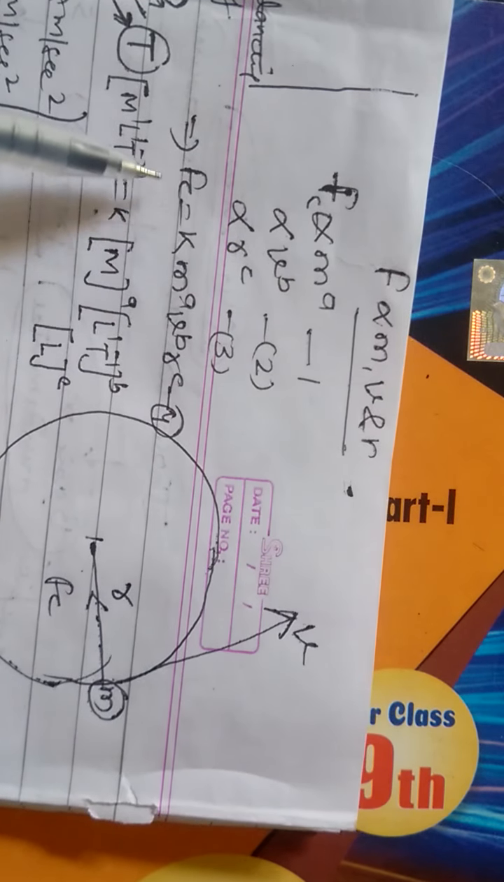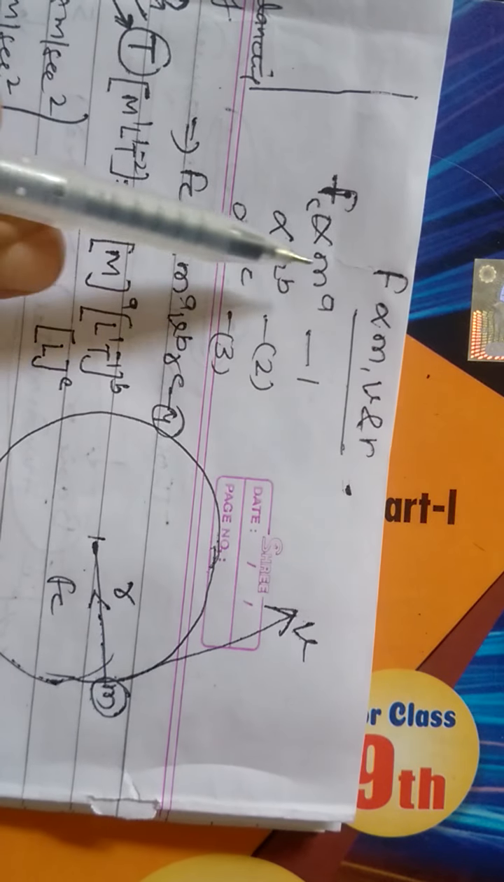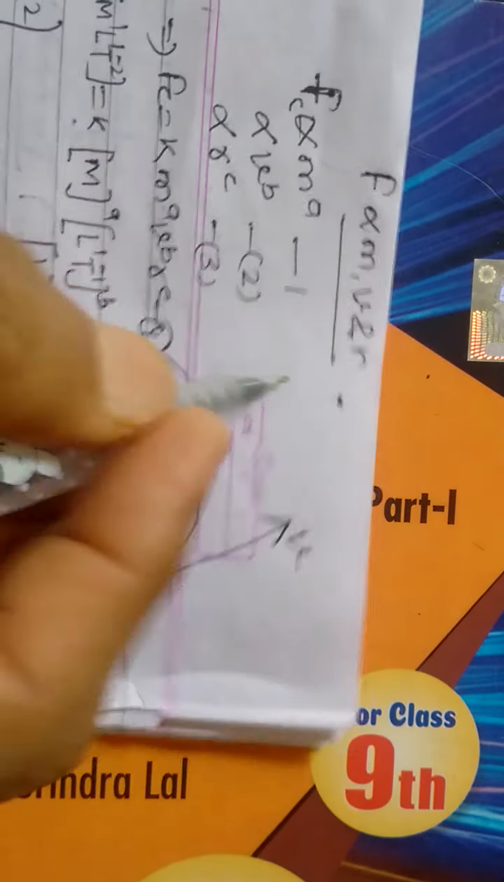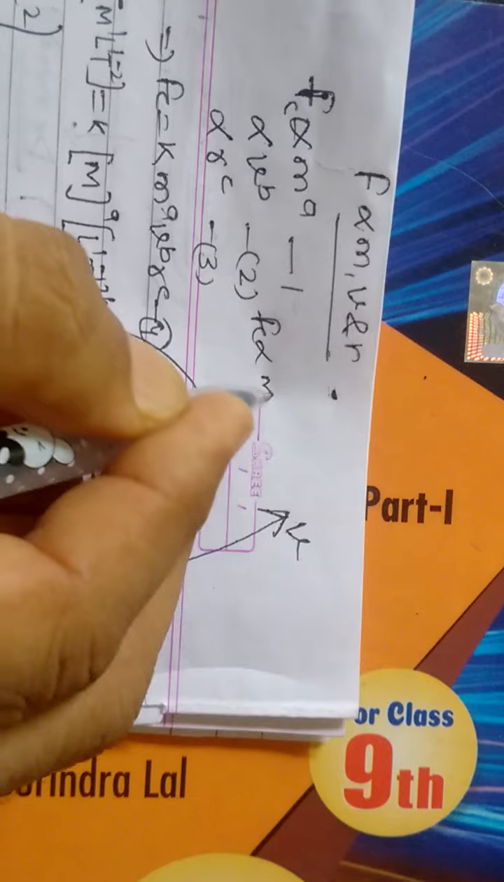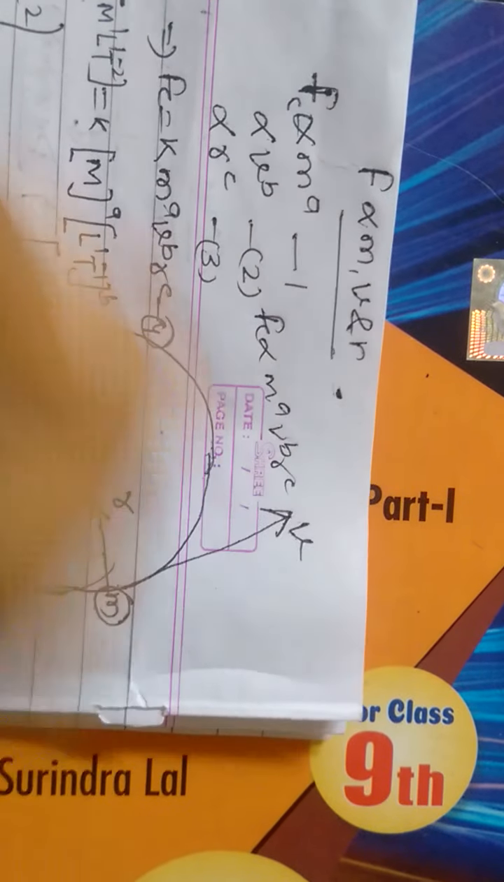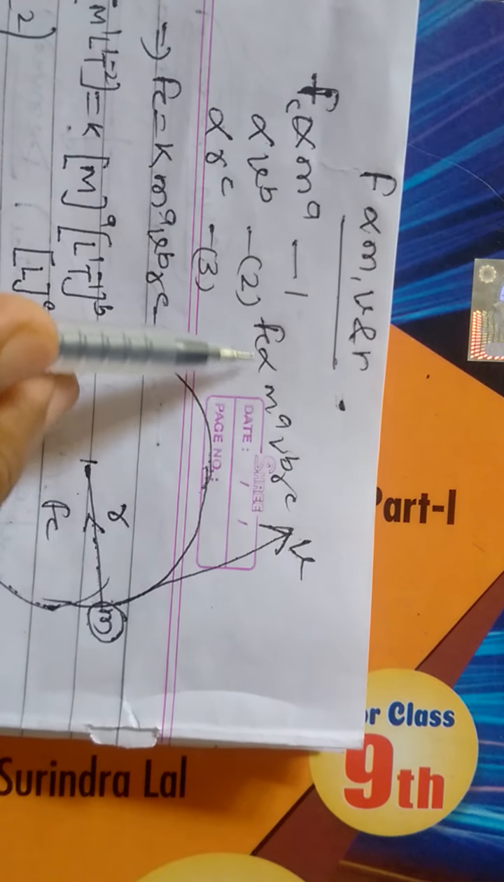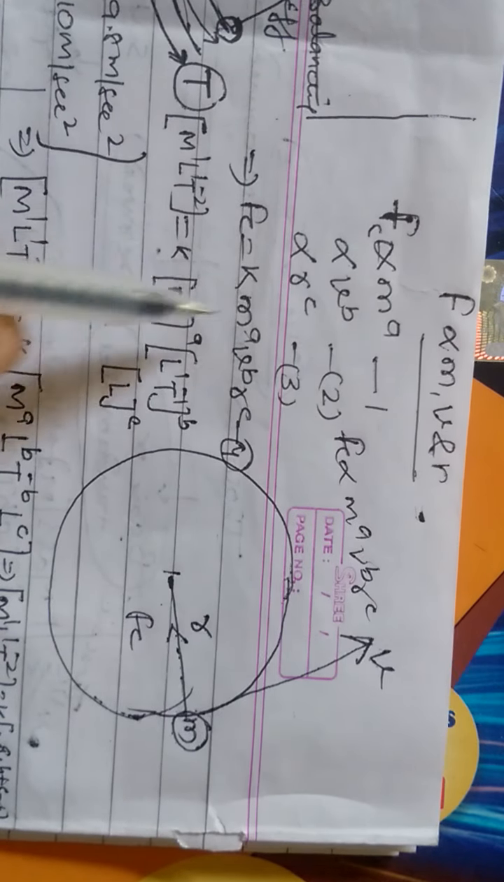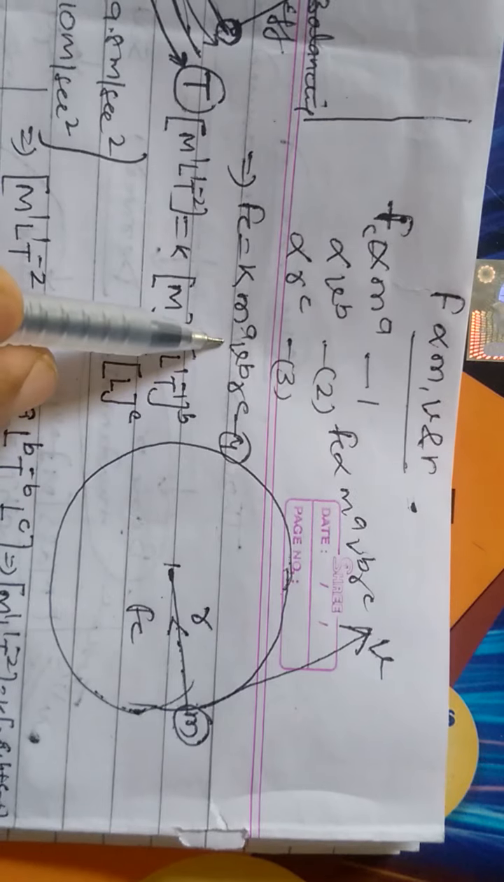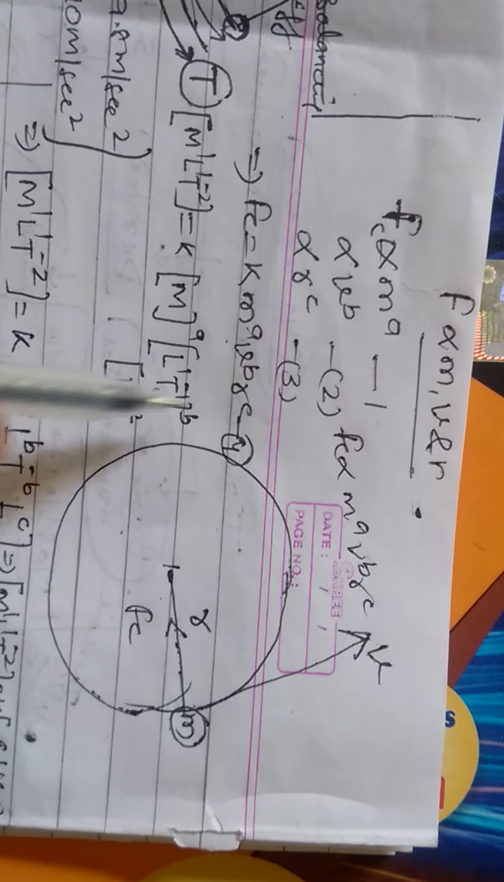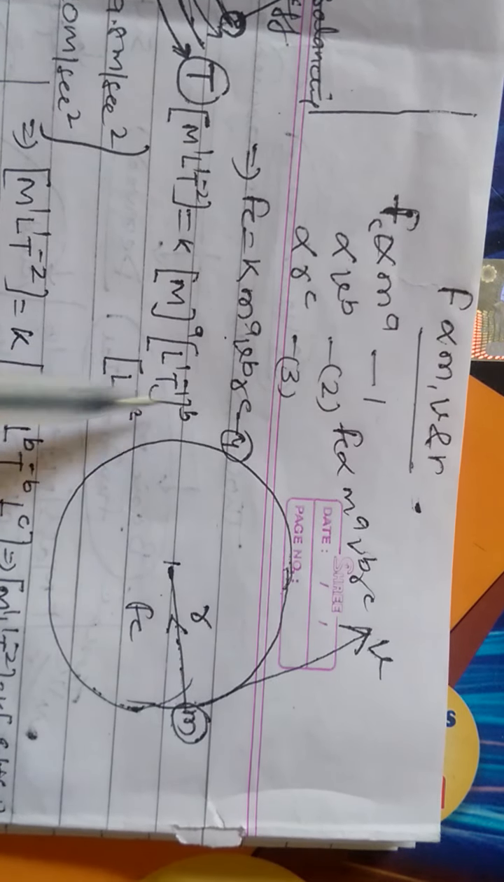Now I am combining these three. So Fc is equal to? In the same way, Fc is directly proportional to Ma, Vb and Rc. Again I am eliminating this sign. Then Fc is equal to K Ma V... Dimension of V is L1 t minus 1 and dimension of R is L.